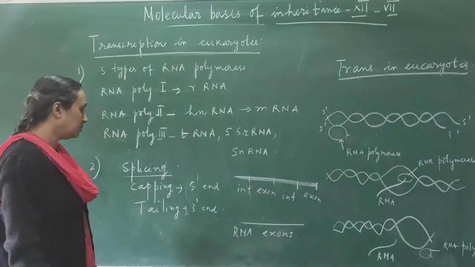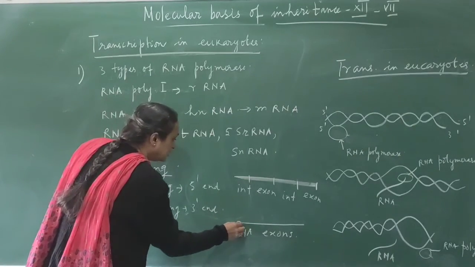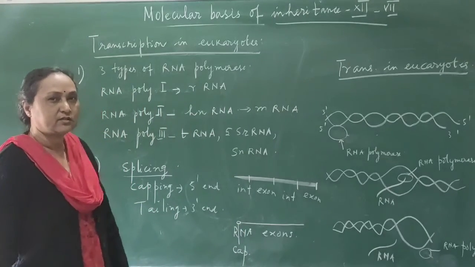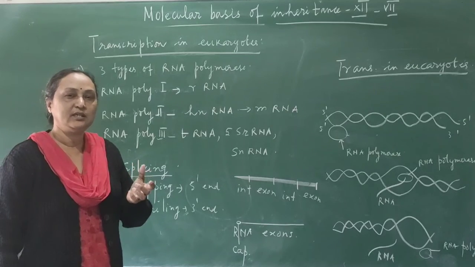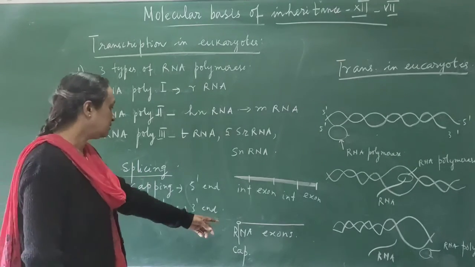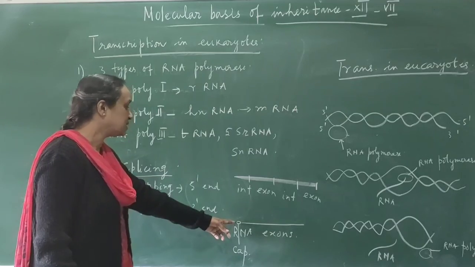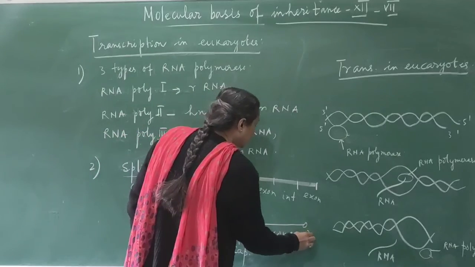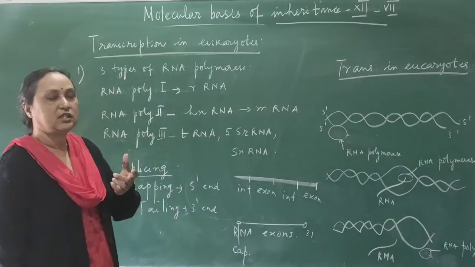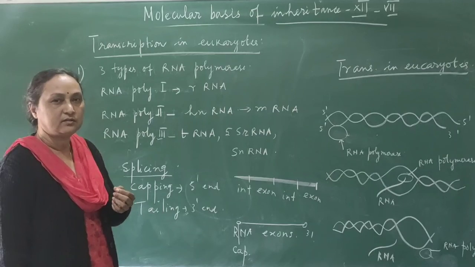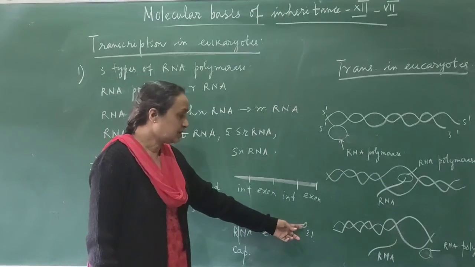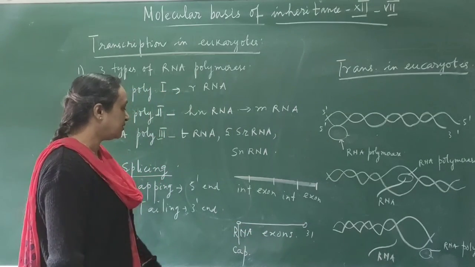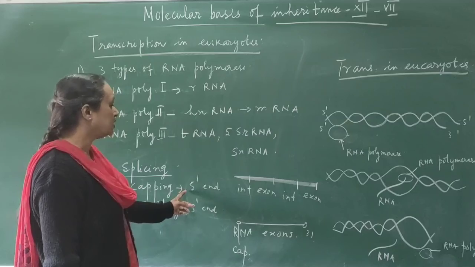Then at the 5' end of this RNA molecule, one cap is added. So what is there in the cap? Yesterday also I told you, the cap has methylated guanosine, and that is associated with the 5' end of the RNA molecule. Similarly, at the 3' end also, one poly A sequence will be added. So that is called the tail. So when the tail is added to the RNA molecule, then the process is called tailing. When the cap is added to the 5' end of the RNA molecule, then the process is called capping.